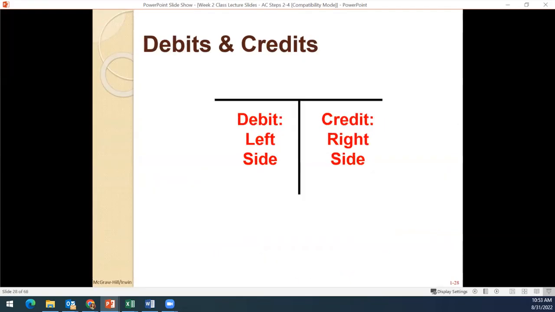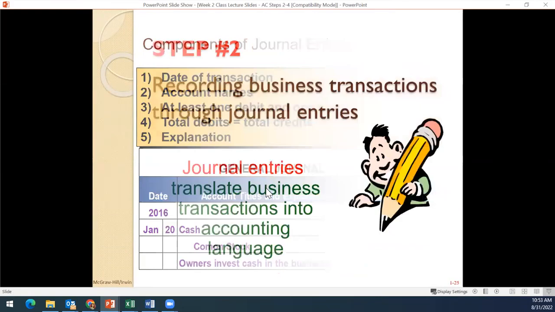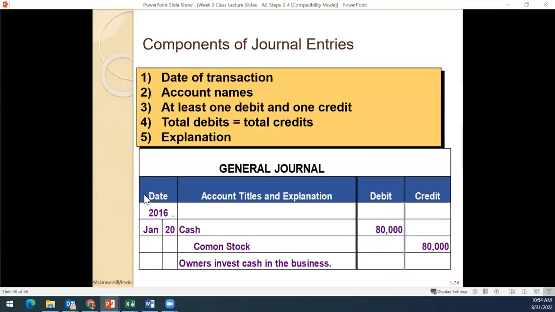So in accounting, the only thing that is always true is that debits go on the left side and credits go on the right side. And you see that again happening in the journal entries. If you go back to the journal entry, you see that debits are here on the left and credits are on the right of the number columns. Debits on the left and credits on the right.